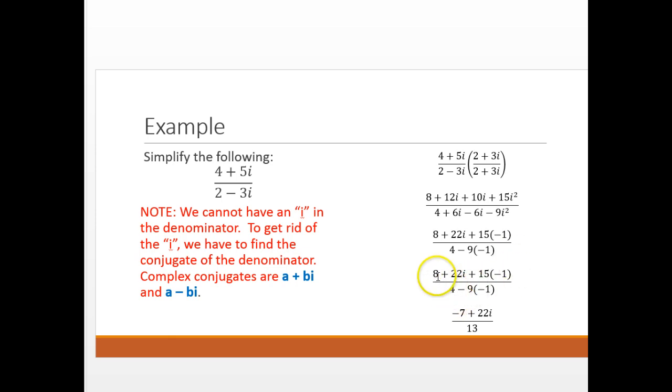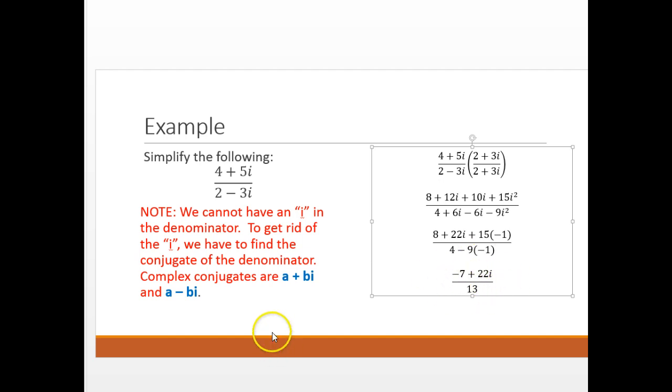So this gives us, I can actually get rid of this step here. I'm going to do it because it's redundant. The 8 minus 15 is negative 7, plus 22i in the numerator. And the 4 minus 9 times negative 1 is 4 plus 9, which is 13. I now have a complex number with no i in my denominator, which is really what we want.